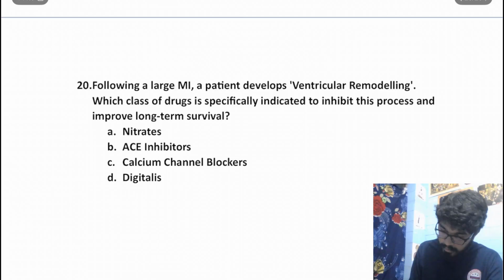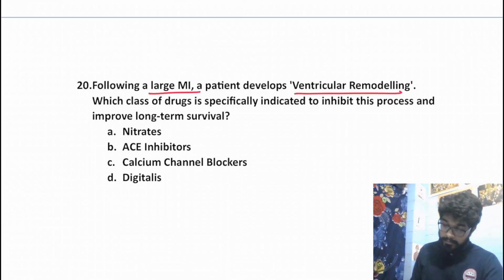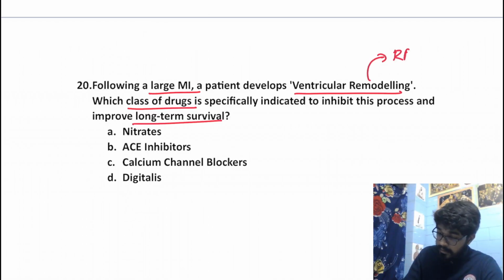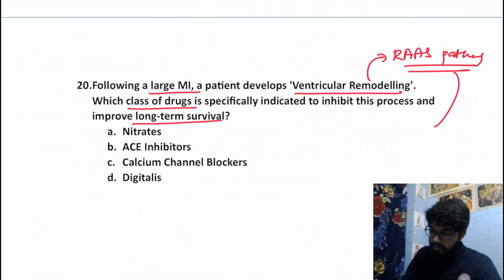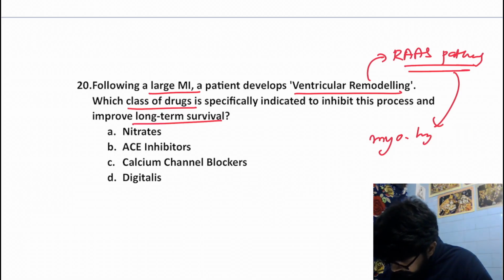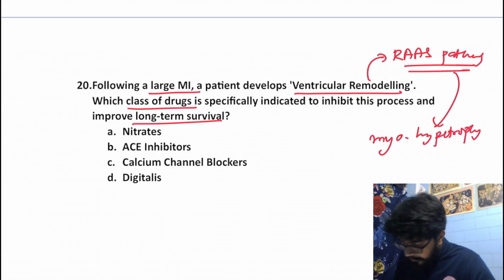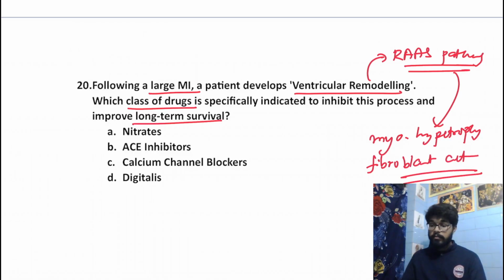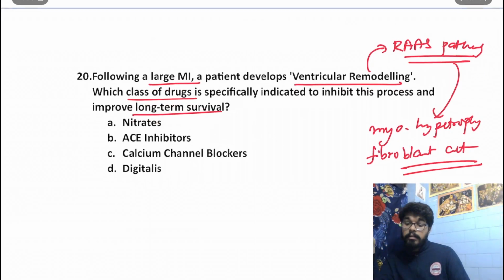Following a large MI, a patient develops ventricular remodeling. Which class of drugs is specifically indicated to inhibit this process and improve long-term survival? Remember that this ventricular remodeling occurs via the RAS pathway, right? Angiotensin, aldosterone, everything. All the components, renin, angiotensin, aldosterone, are responsible for myocardial hypertrophy as well as fibroblast activation, resulting in fibrosis of the myocardial tissues. That is our ventricular remodeling.